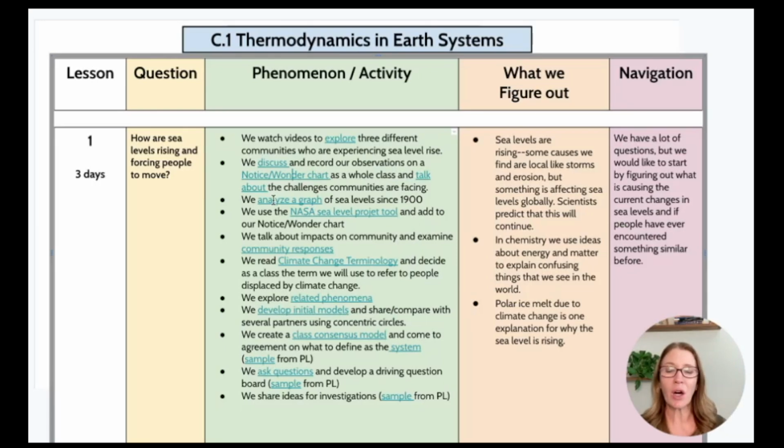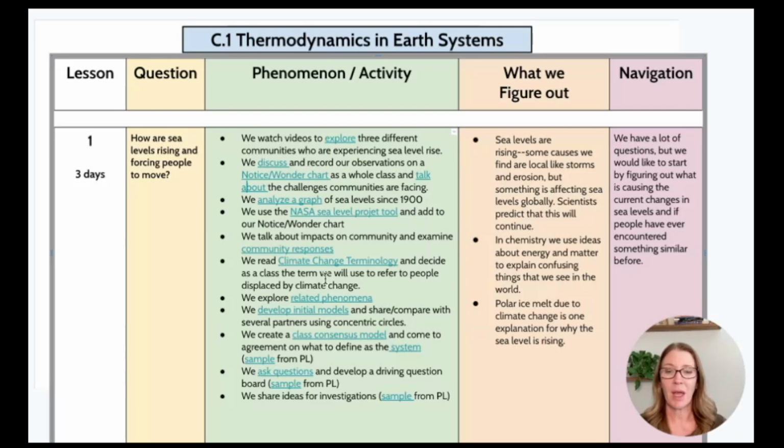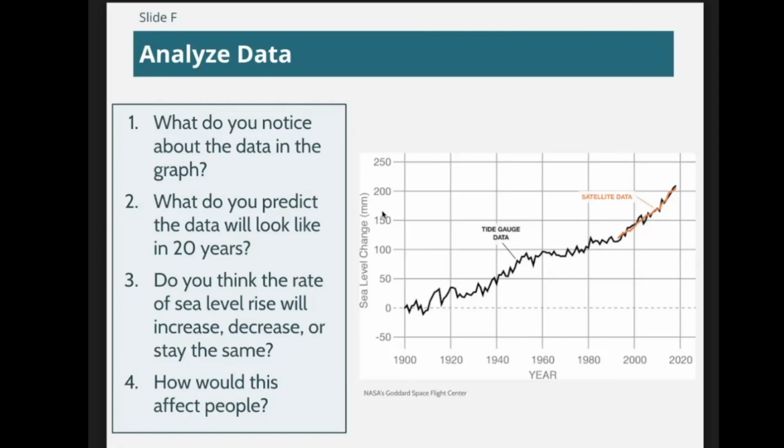And then we are going to do a partner share, a turn and talk. They're going to make a prediction about what ways the challenges these communities are facing might be shared by other communities around the world. So we're broadening what's happening in these three places to other communities, especially if they're in a place that has flooded or experienced sea level changes. Where do we think this is going to happen? So we do a little predicting, and then we look at a graph that has some historical data.